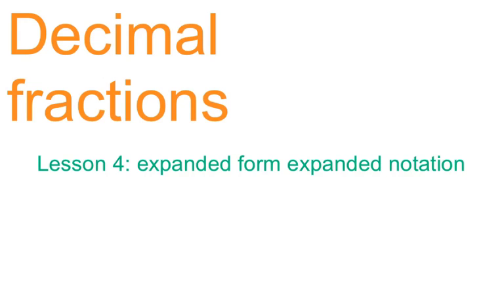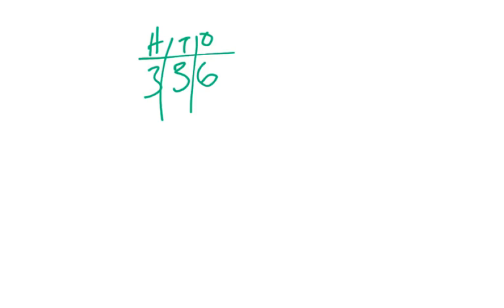Alright, so now let's dive into expanded form and expanded notation. Remember, very quick review. When we're talking about expanded form, let's say we have the number 336. We'll make a quick place value chart here: hundreds, tens, and ones. Well, expanded form is the value of the digit in each place. This is 300 plus 30 plus 6. And we know that this is going to be expanded form.